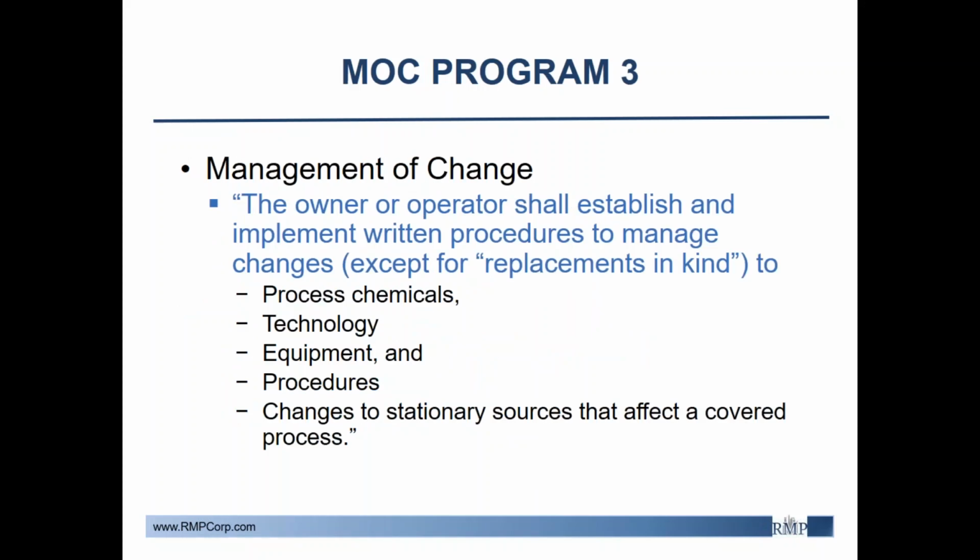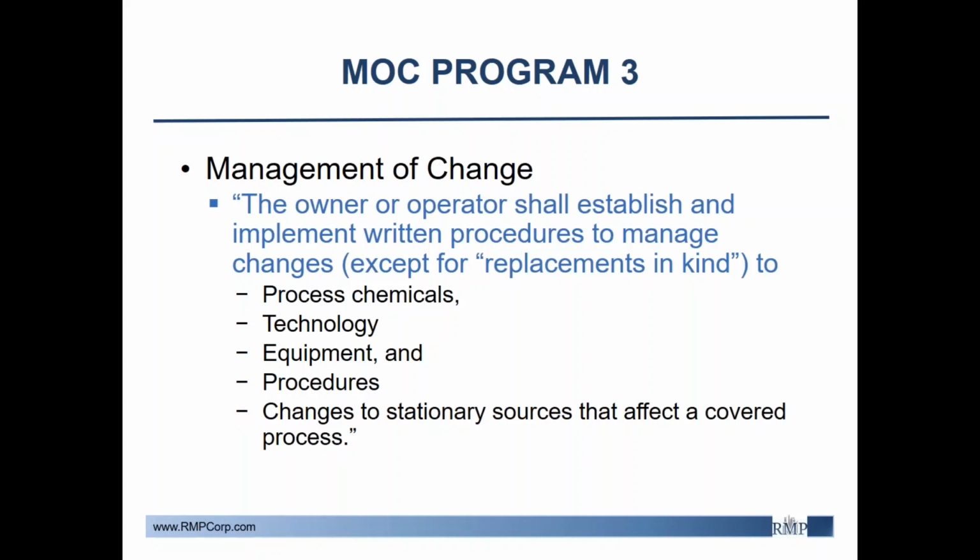I'll briefly state exactly what the CalARP, Cal-OSHA, EPA, and OSHA say in the documentation about an MOC and when it should be performed. First, from the EPA: the owner or operator shall establish and implement written procedures to manage changes, except for replacement in kind, to process chemicals, technology, equipment, and procedures, and changes to stationary sources that affect a covered process. Everyone should be aware of the basic process changes that require an MOC.